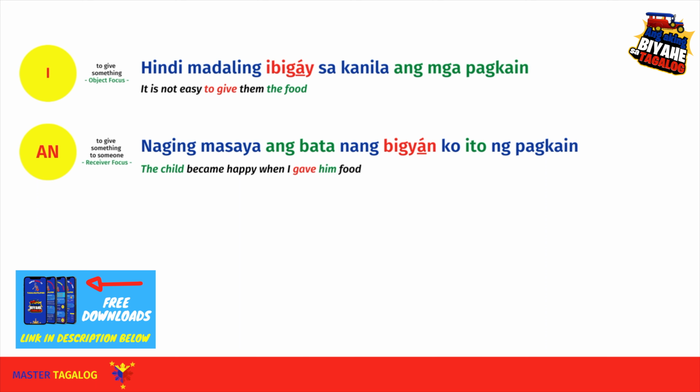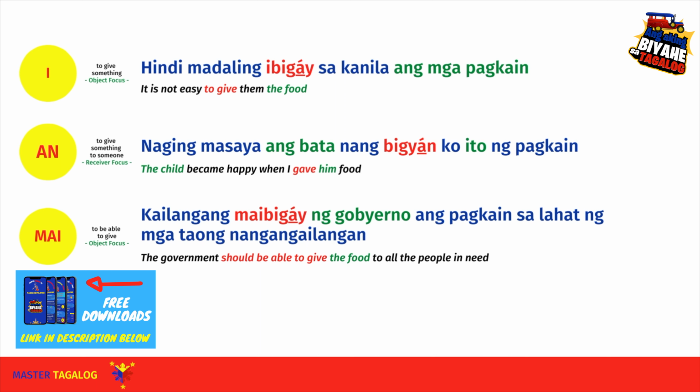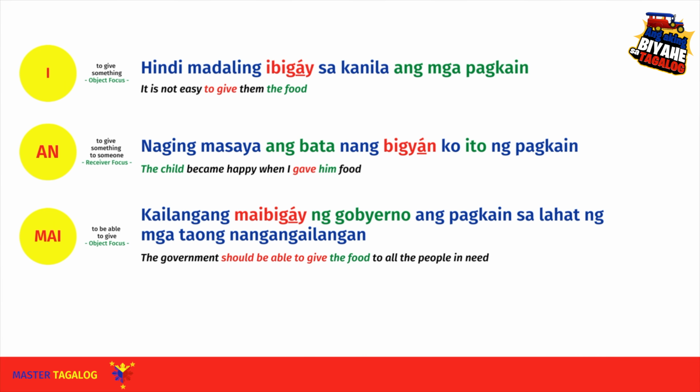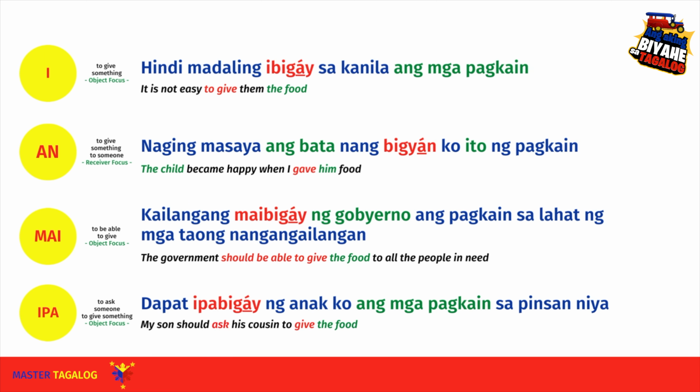Naging masaya ang bata nang bigyan ko ito ng pagkain. The child became happy when I gave him food. Kailangan maibigay ng gobyerno ang pagkain sa lahat ng mga taong nangangailangan. The government should be able to give the food to all the people in need. Dapat ipabigay ng anak ko ang mga pagkain sa pinsan niya. My son should ask his cousin to give the food.